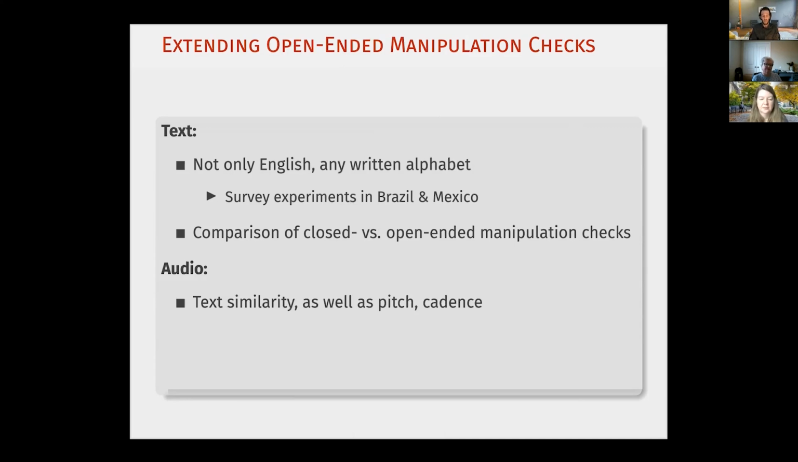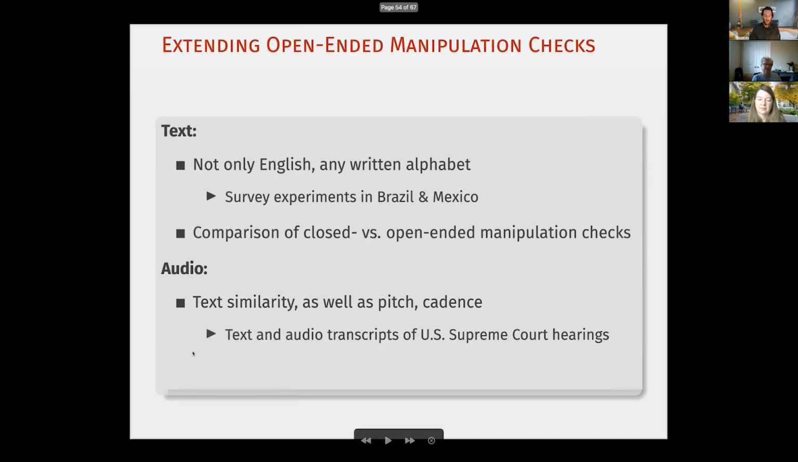The other nice thing would be extending this to other forms of treatments. We've talked about using text similarity, but you can also imagine audio similarity as well. Audio obviously has text embedded in it, as well as other things like pitch and cadence, and we can create similarity metrics for those as well, which is really interesting. Right now I'm working on a project comparing attention checks using a text treatment and then an audio treatment as well, in the context of US Supreme Court hearings.